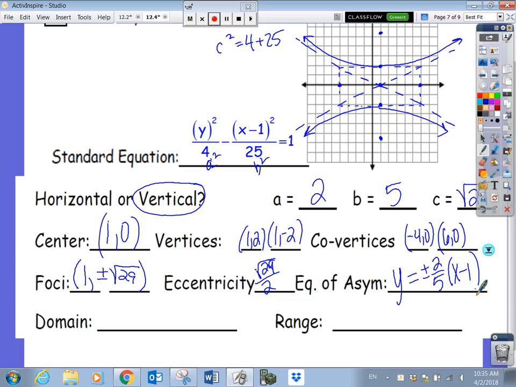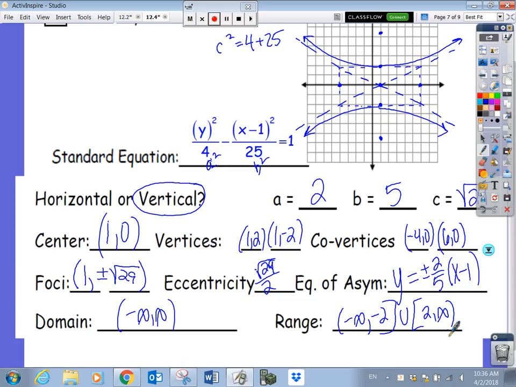Our domain are the x values, which goes left and right. It goes left and right forever, includes all x values. It does not include these y values in the middle. So it'd be negative infinity up to negative 2 in union with, picks back up at 2, and goes to infinity.